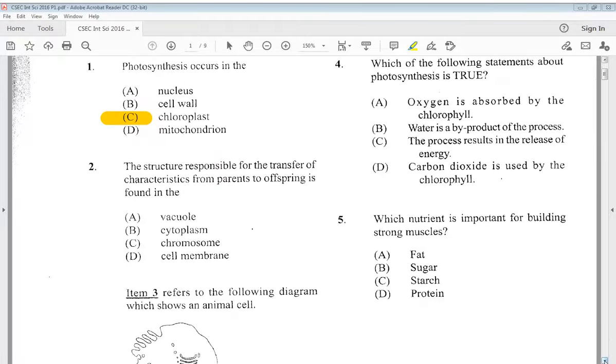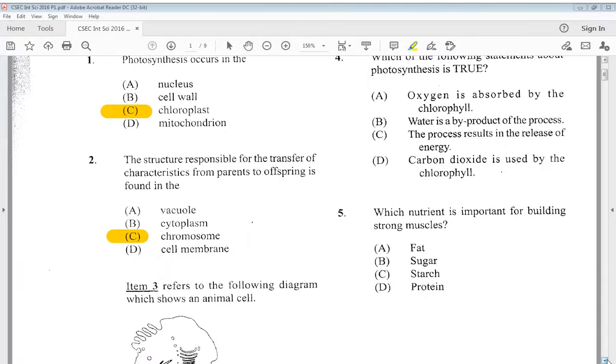Let's go to question number 2. The structure responsible for the transfer of characteristics from parents to offspring is found in the A, vacuole, B, cytoplasm, C, chromosome, or D, cell membrane. What do you say is your answer? Well, if you said C, yes, you are correct. Chromosome.